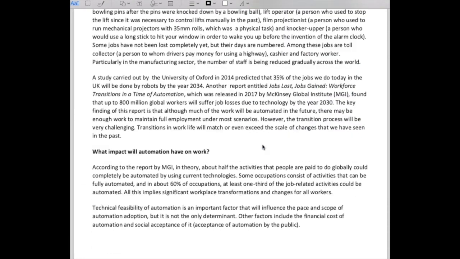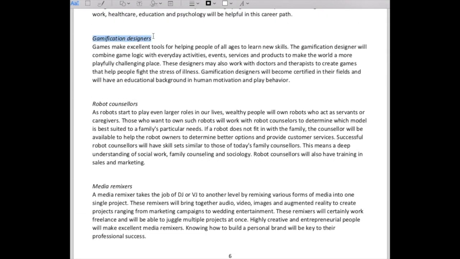Now let's go down to the text. This is the part that we did before, the gamification designers. As you can see, robot counselors is here. Now, can you see the word problem? Let's have a look. Problem. Issue. No. This time we are unlucky. I can't see the word problem. I can't see the word issue. Well, let's choose another keyword.